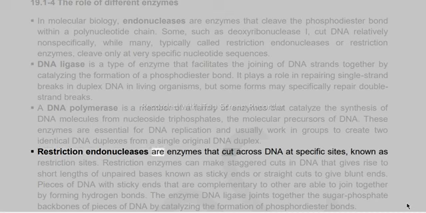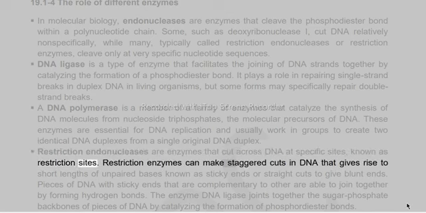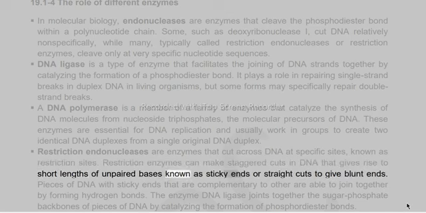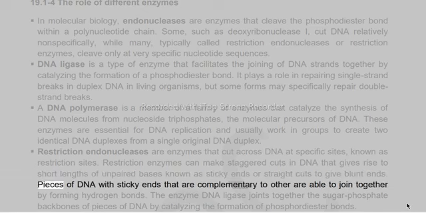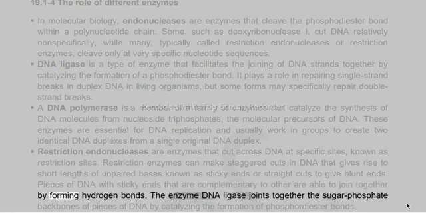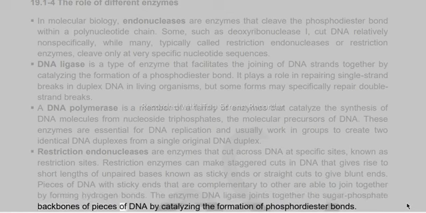Restriction endonucleases are enzymes that cut across DNA at specific sites, known as restriction sites. Restriction enzymes can make staggered cuts in DNA that give rise to short lengths of unpaired bases known as sticky ends, or straight cuts to give blunt ends. Pieces of DNA with sticky ends that are complementary to each other are able to join together by forming hydrogen bonds. The enzyme DNA ligase joins together the sugar-phosphate backbones of pieces of DNA by catalyzing the formation of phosphodiester bonds.